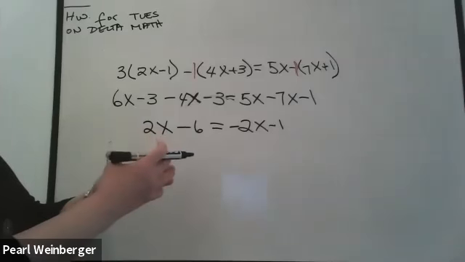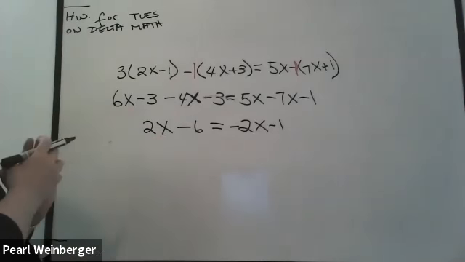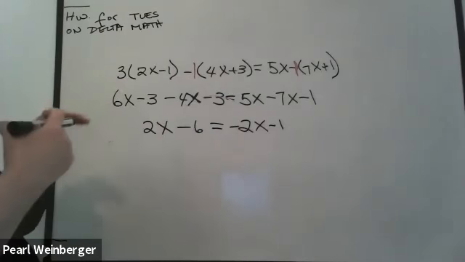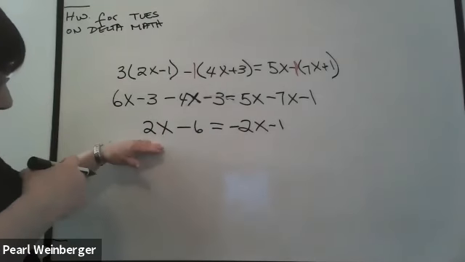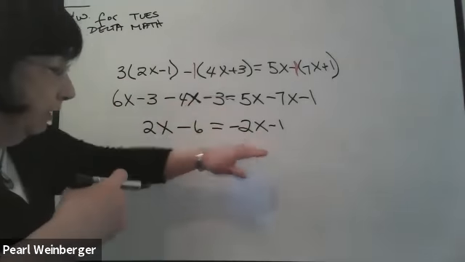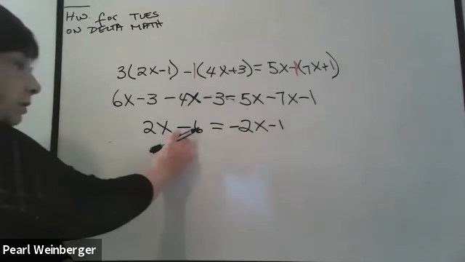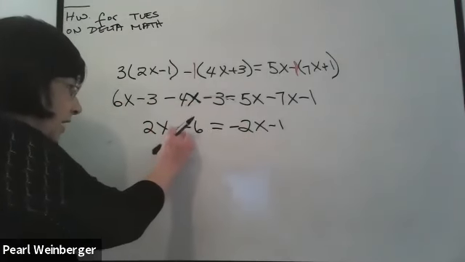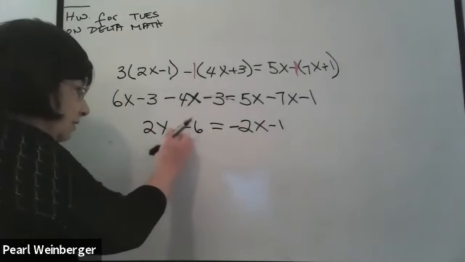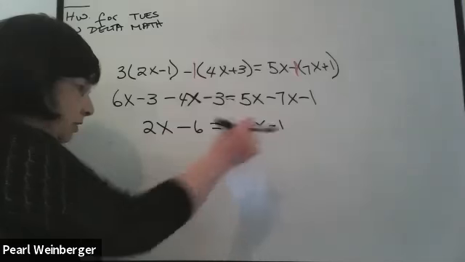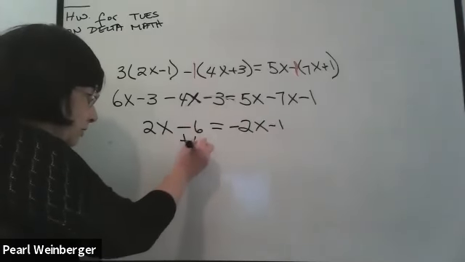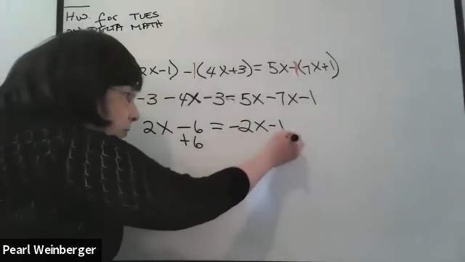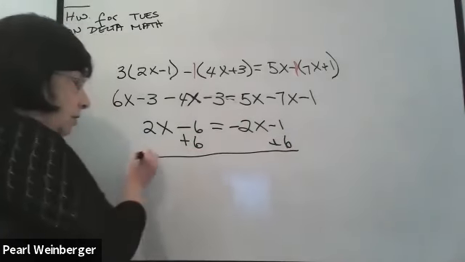So now we have to get all the x's to one side and all the numbers to the other side. I like to get the x's to the left side and the numbers to the right side. The first thing I'm going to do, and it doesn't have to be in this order, but I'm just doing it because I see it first. I see this -6, and I want to really have the numbers on the other side. So I'm going to do +6. Of course, when I do +6 on the left side, I have to do +6 on the right side.